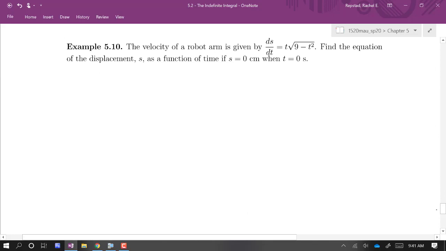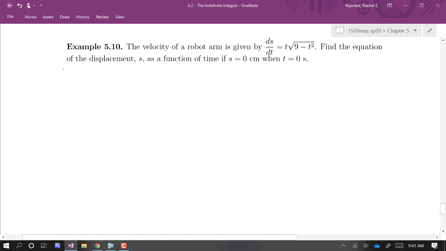All right, let's do one more. Here they give us a velocity function, ds/dt. We know velocity is a rate of change of displacement, s. So they've given us the velocity function, and we want the displacement function, s. If we know ds/dt and we want s as a function, then this is going to involve integration.